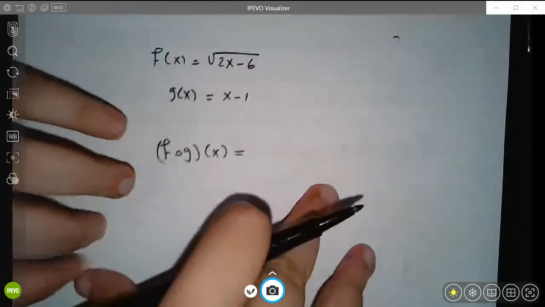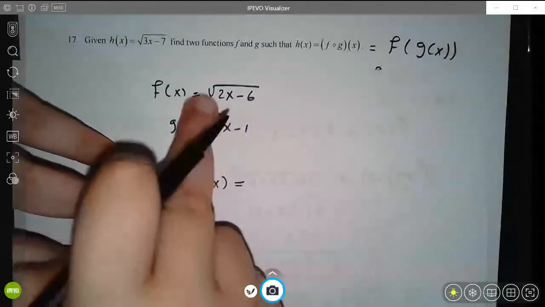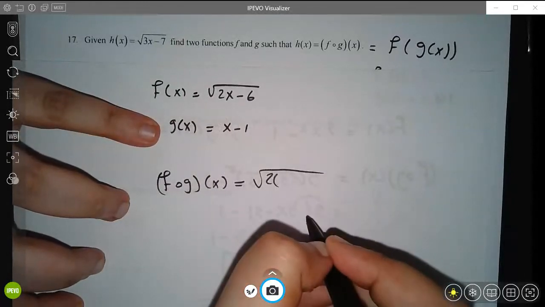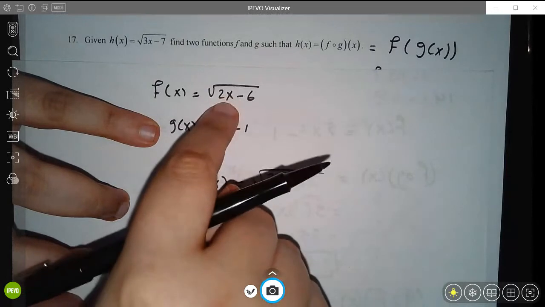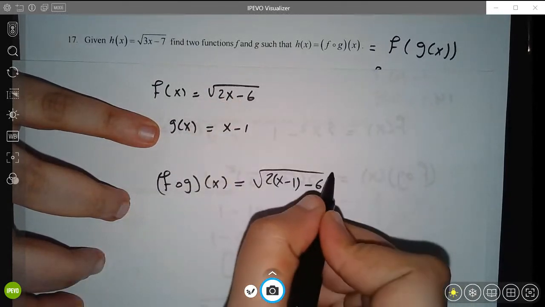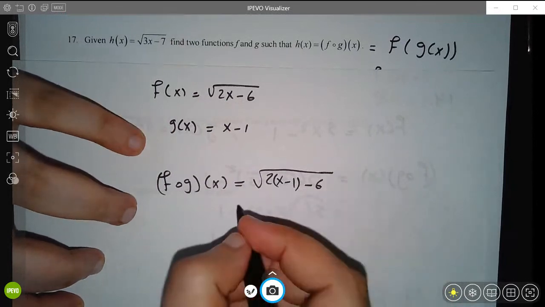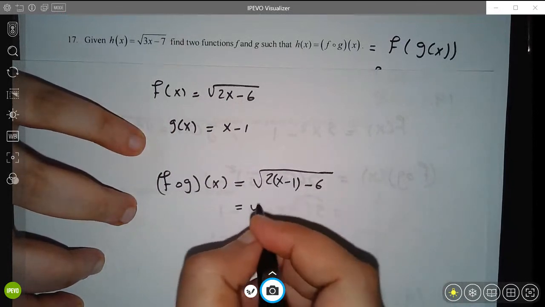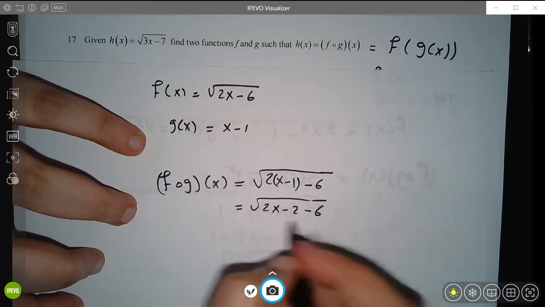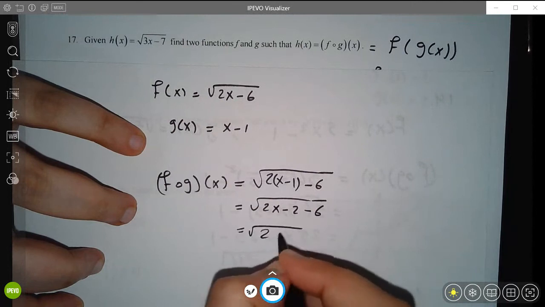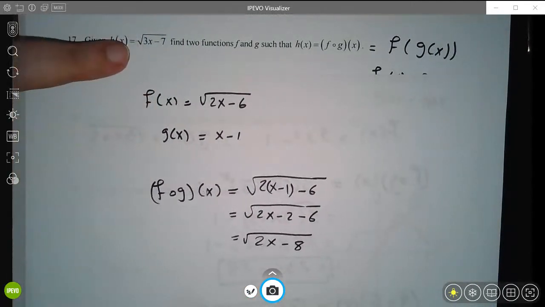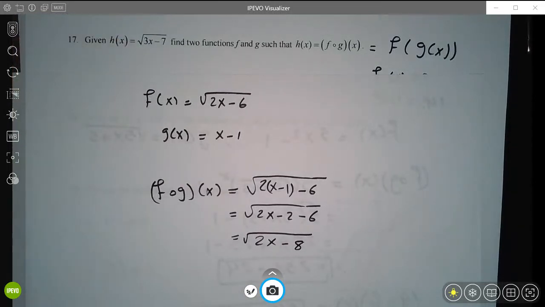Let's do it together. So I'm plugging one into the other, correct? So we have root of 2 times, all this goes instead of the x. 2 times x minus 1 minus 6. So it gives you 2x, and then negative 2, and then negative 6, which is root of 2x minus 8. So that's not the same thing as 3x minus 7. But you're starting to get the idea.